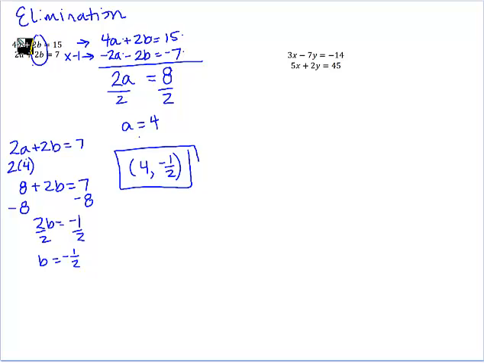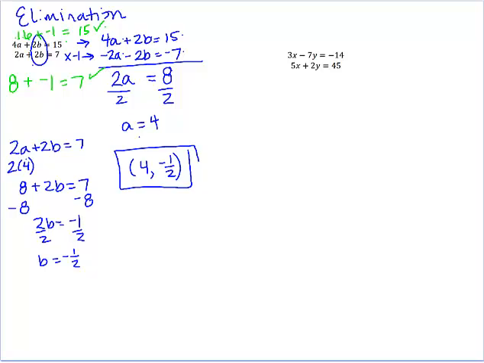So plugging it into this top one, 4 times a, so 4 times 4 is 16, plus 2 times b, 2 times negative 1/2 is negative 1. 16 plus negative 1 equals 15, which is what it should be. Second one, 2 times a, 2 times 4 is 8, plus 2 times b, 2 times negative 1/2 is negative 1. That equals 7, which is what it should equal. So yes, this is correct.